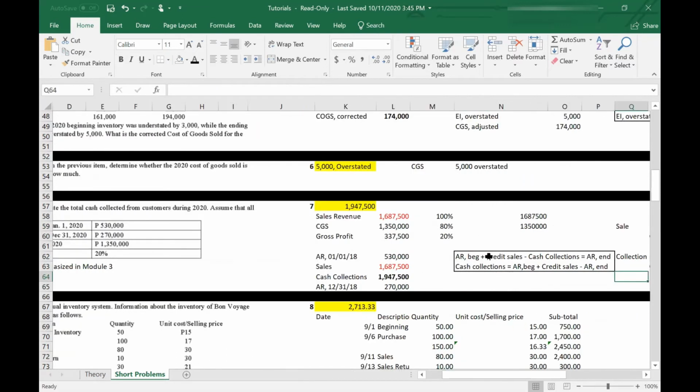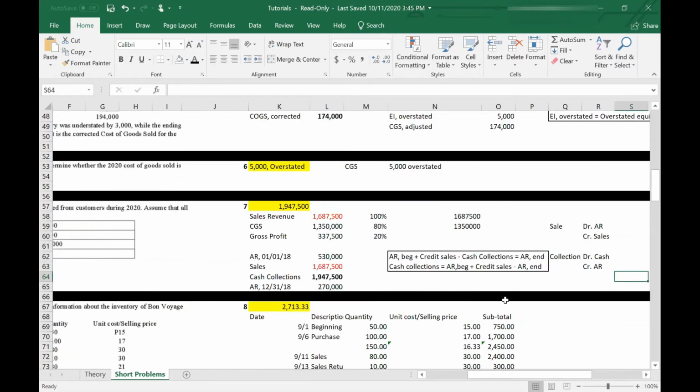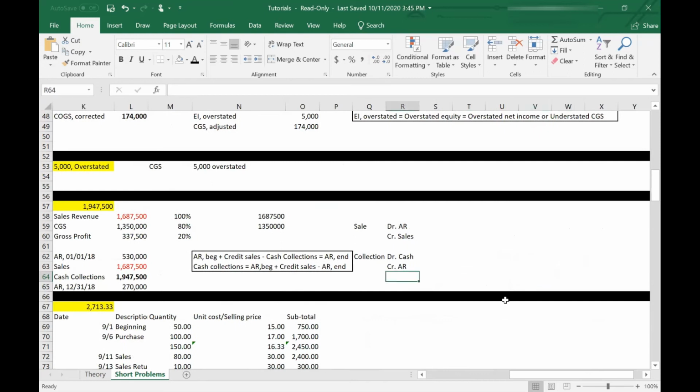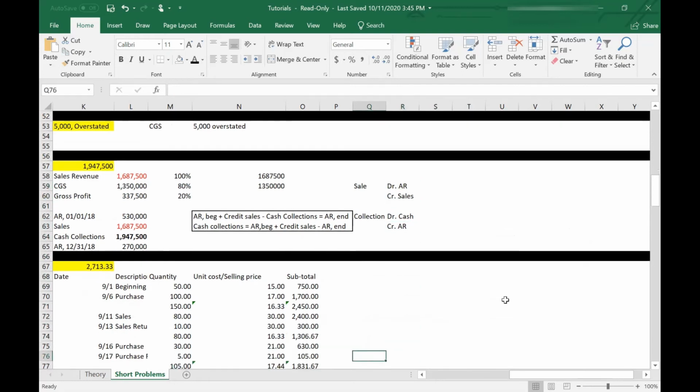So how do we compute for the cash collections? It's actually AR beginning plus credit sales minus AR ending. If you do your T account, it's the same banana. It's just that for the purpose of presenting this, I just use the formula approach. But if you do the T account, you'll realize that indeed the cash collection amounted to 1,947,500. So what's the entry? If you do the sale on account, it's debit AR, credit sales, and once you collect it, you debit cash and credit accounts receivable.